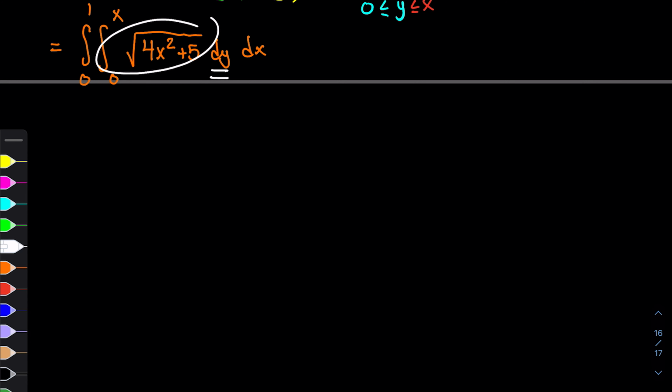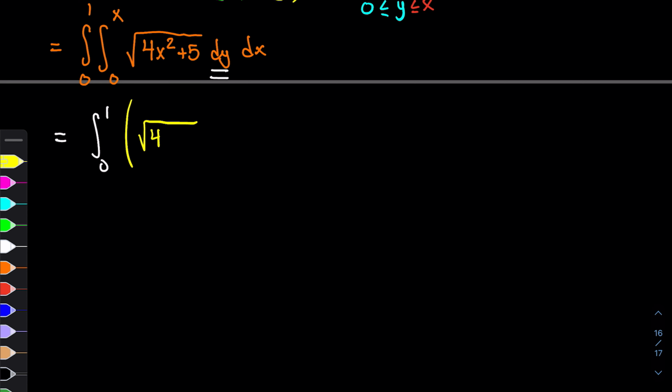I don't see any y's in here, so we treat that as a constant, and so we just get the integral from 0 to 1 of the square root of 4x squared plus 5 with a y on the outside because we do the integral with respect to y. We are going to evaluate it from 0 to x, and then we'll do our dx at the very end here. So let's finish tackling this inside part right here.